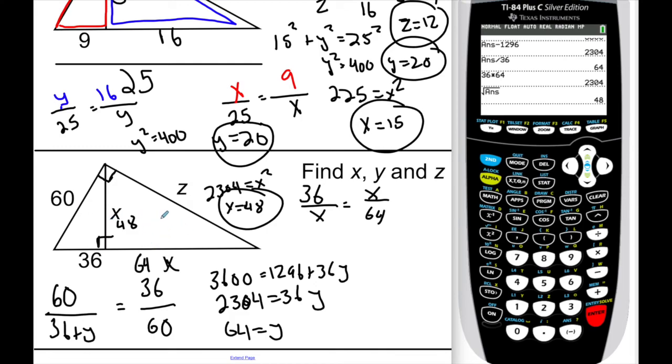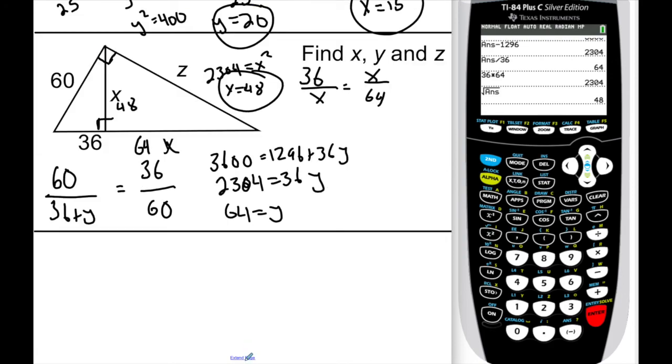Okay, now, a couple ways I could get z. I could do Pythagorean theorem. 48 squared plus 64 squared is z squared. I know that 100 squared minus 60 squared is z squared. Lots of ways to do it. Okay, I'm going to do z using geometric means.